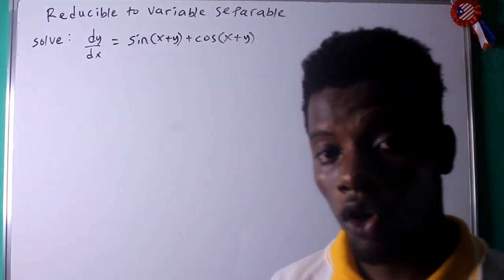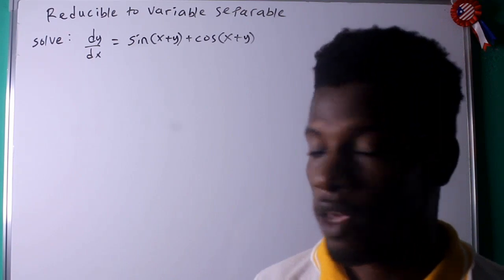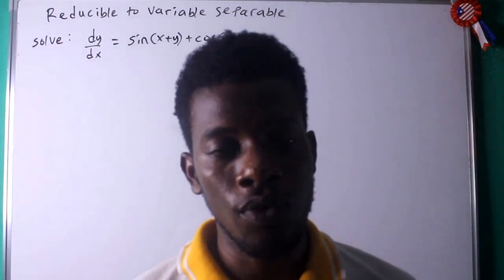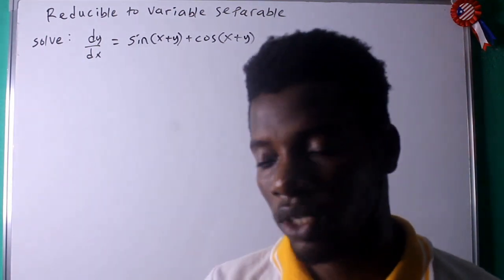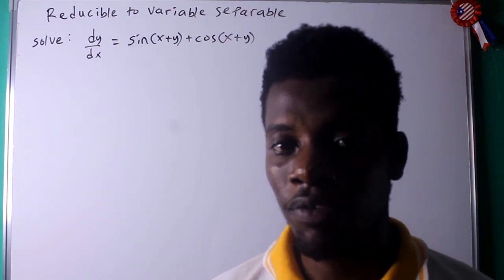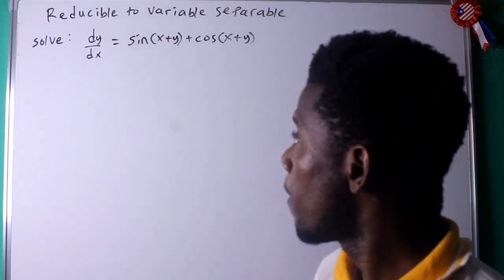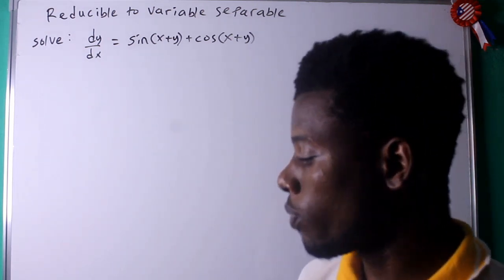We are again going to be solving a problem under reducible to variable separable, and we stated that when you have a problem where you need to reduce the equation to variable separable, you need to do a substitution. So if you did not see that video, go right now and check it out on our YouTube channel, Math Science Hub. And after you've watched that video, come back and learn how to solve this problem.